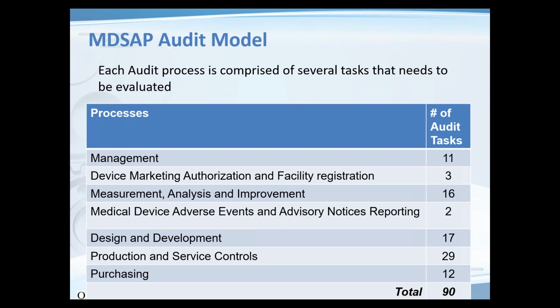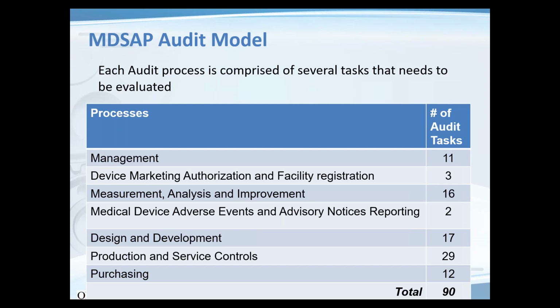Management process has 11. Device marketing authorization and facility registration will look into whether the manufacturer has already got the marketing authorization from the countries in which they are marketing or intending to market, and also whether they have had the facility inspection and it is approved by the regulatory agencies. There are 3 tasks in that area. In measurement analysis and improvement, which is mostly about process controls and measurements and how to create improvement to the management system, there are 16 different tasks.